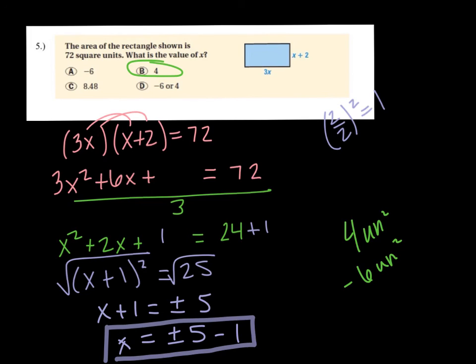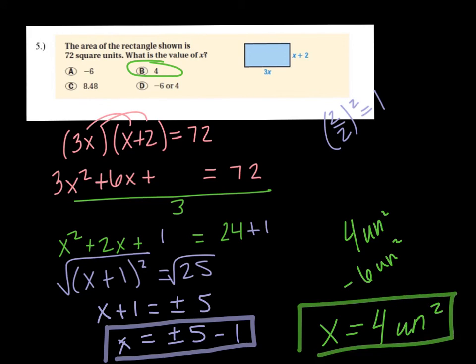And you guys can always plug that back in. 3 times 4 is 12. 4 plus 2 is 6. Is 6 times 12 72? Yes. So x really equals 4 units squared. We don't want that plus or minus.